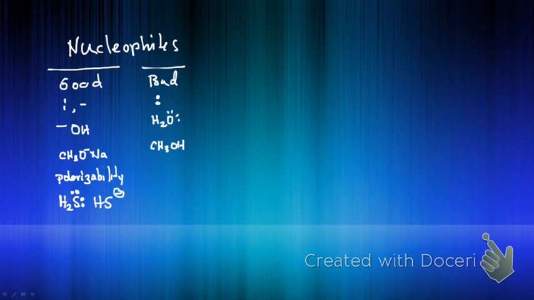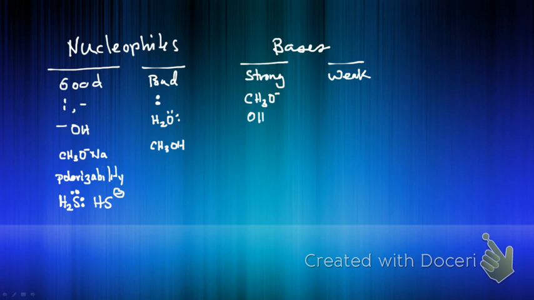Now, in elimination reactions, we talk about bases. And we categorize bases as strong or weak. In strong bases, we talk about things like alkoxide ion, CH3O minus, or hydroxide ion. And so we have a general idea in our heads when we start all this stuff that strong bases are good nucleophiles. But it turns out that that's not always the case, because H2S and HS minus are both relatively weak bases, but still good nucleophiles.